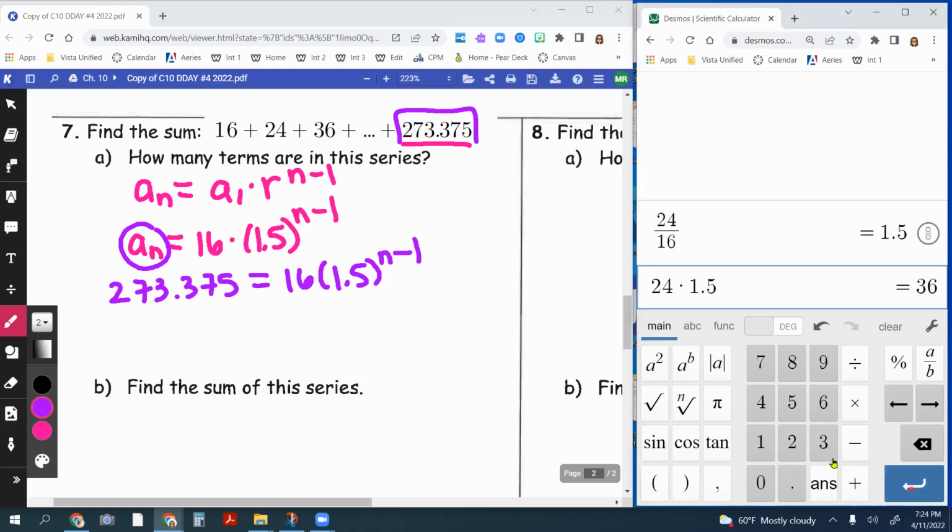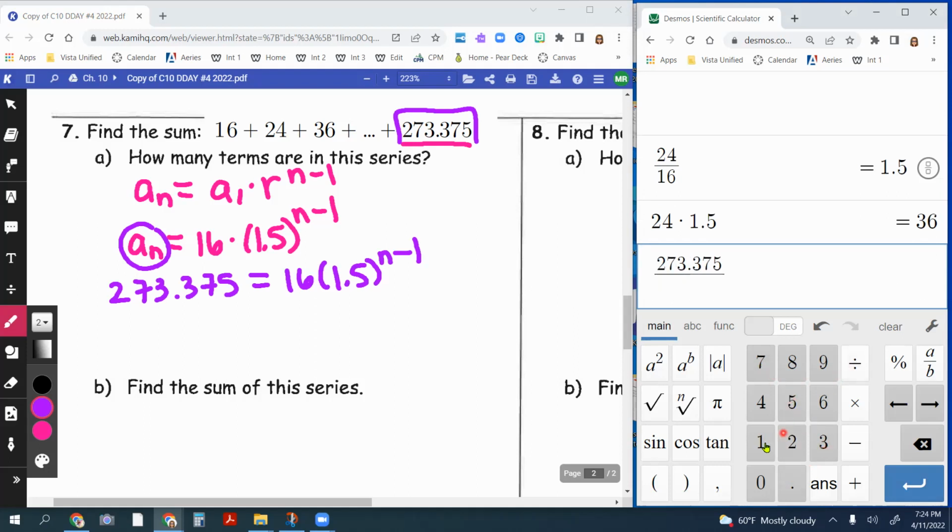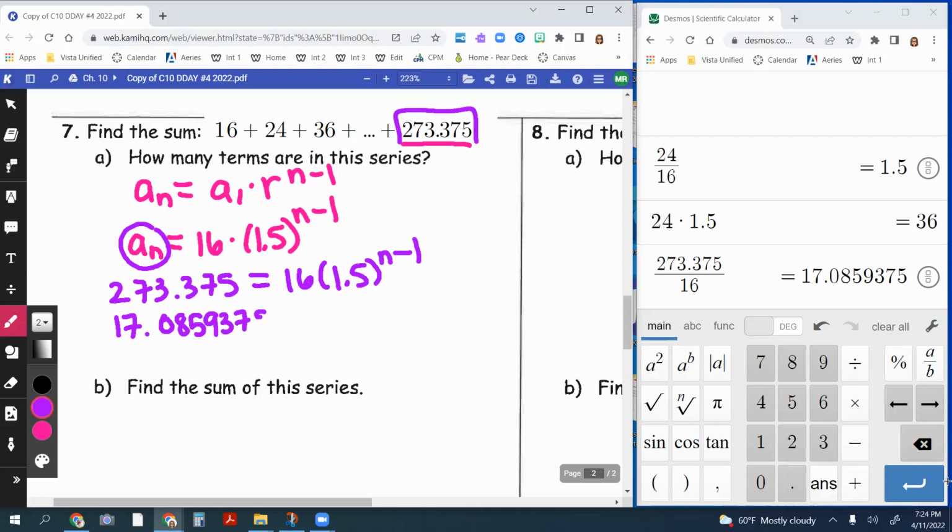Okay, I am going to divide both sides by 16. So when I do that, I end up with, let me just make sure, did I copy that right? Okay. And that's what it would be as a fraction, but let me just write this. 17.0859375. I'm not going to round it because I want to get a nice answer, and I'm worried if I round it, I will not.